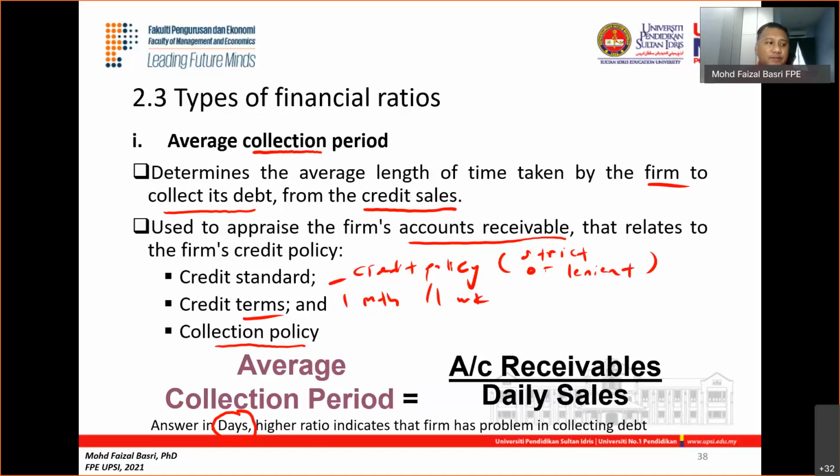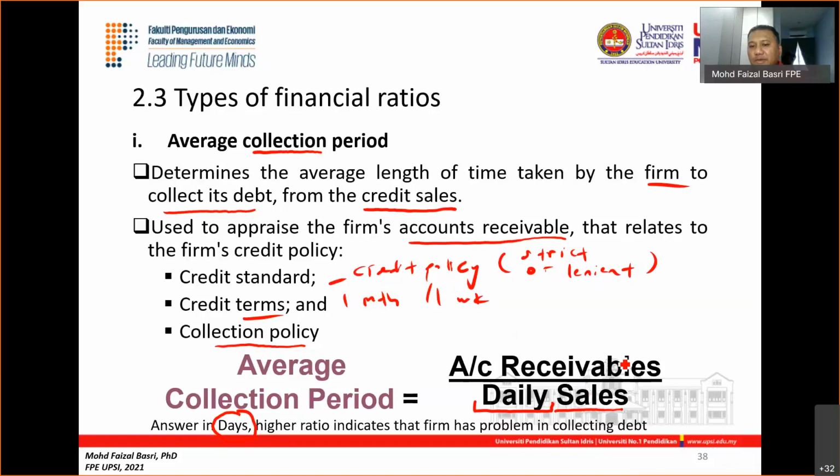So in terms of the ratio, the formula to calculate the ACP, average collection period, is quite straightforward. Like I said, when we talk about collection, we cannot go away from account receivable. Therefore, we have account receivables here, and we divide by daily sales. If you remember when we looked at the income statement last week, we discussed sales or income. But for this ACP, we need to know the daily sales. So how to get the daily sales?